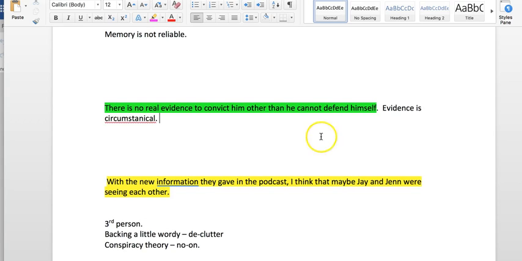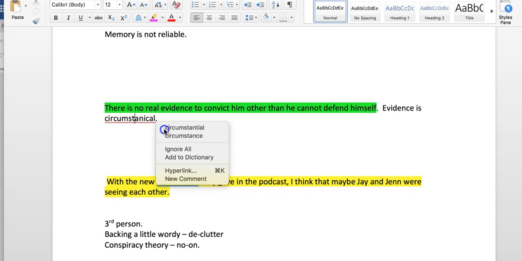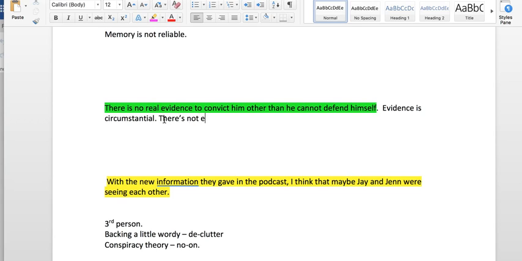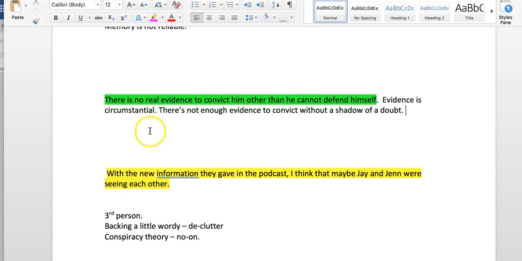Substantial, I can't spell, but hopefully Word will spell this for me. Yes, good, thank you. So evidence is circumstantial, or there's not enough evidence to convict without a shadow of a doubt, right? There could be other reasons as well. And that speaks more to, I believe, what the person is trying to say, rather than there's no evidence to convict him, other than he can't defend himself.